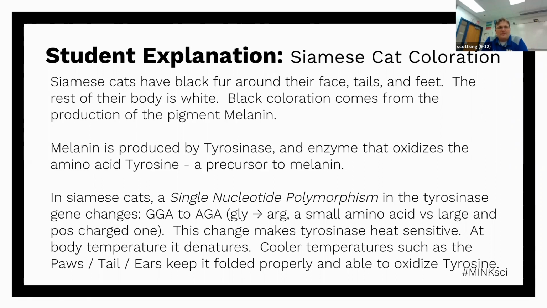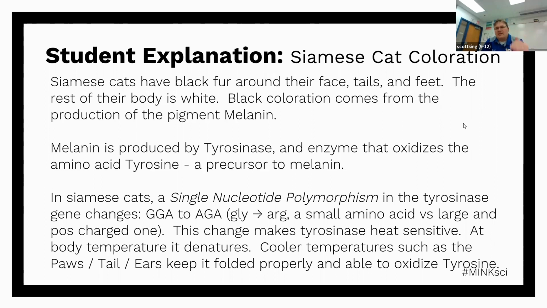That change, that single base pair change, makes tyrosinase heat sensitive. And so at the normal body temperature of the cat, along their sides, they actually no longer are able to make tyrosinase functional. Therefore, they no longer break down tyrosine, which means they no longer turn into melanin. So cooler temperatures at the feet, tails, and face, it's just a couple of degrees cooler, but tyrosinase is able to function normally, which then allows that melanin production, which gives it the black fur at those other body parts.